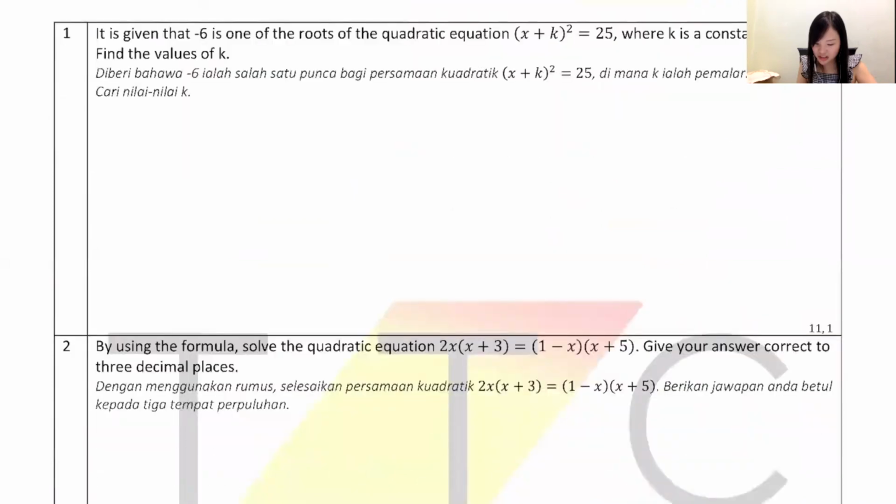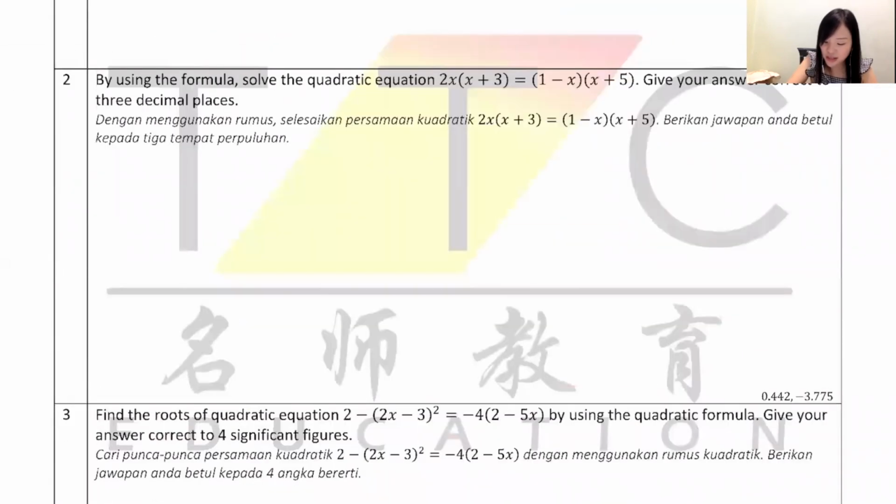Page 16. Okay. I straight away start from question 2, my dear. Let me show you. By using the formula. Okay, this one I don't think you have a choice. They say by using the formula, right? Solve. Solve means find. Solve the quadratic equation, this one.